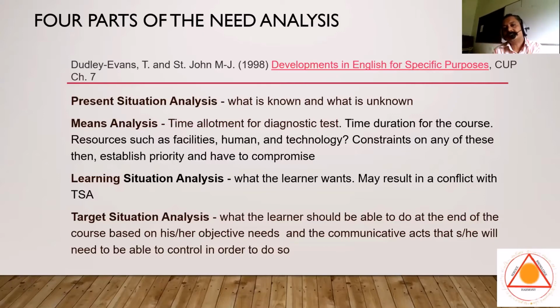Once these 2 steps are over, you can go on to learning situation analysis. That means what the learner wants. Then you may ask, sir, we have already done in present situation analysis. That is what is known and what is unknown. No. See, what is known and what is unknown will tell you where the students are. And learning situation will tell you where the student needs to go.